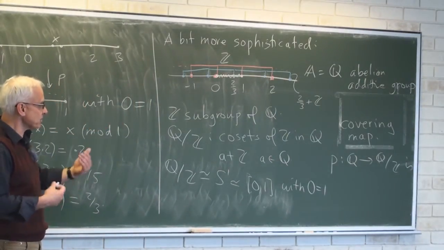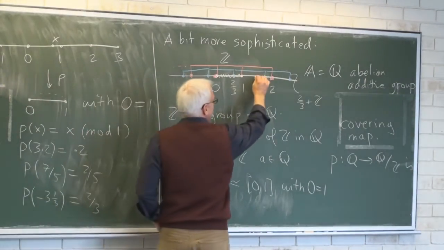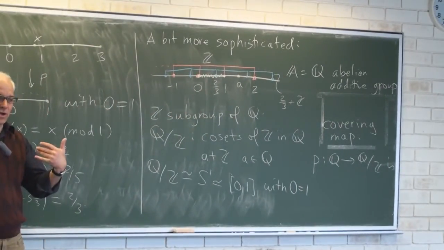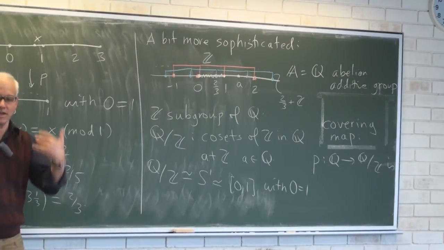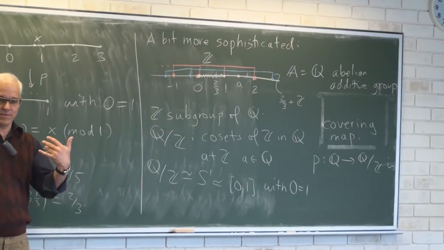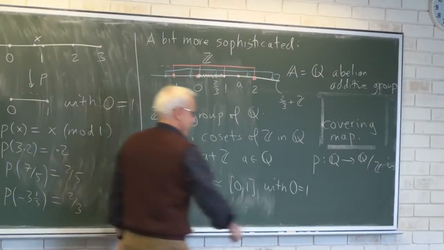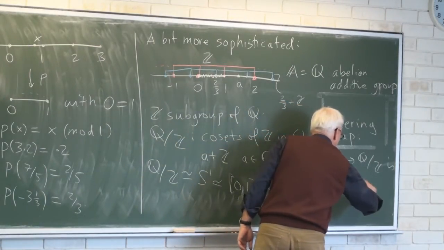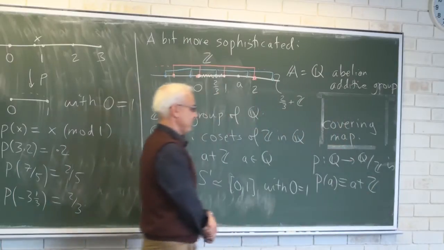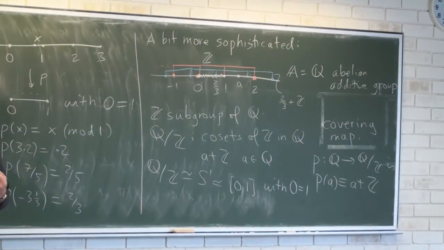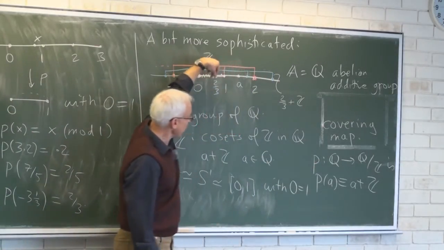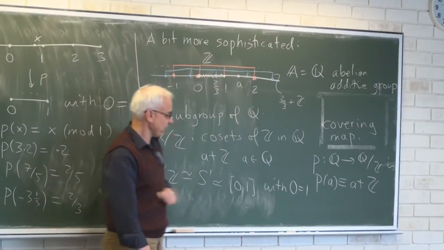what are we doing when we do this projection? We're taking an element A and associating it to the coset in which it lives. P of A is A plus Z. That's the coset which contains A. So that's a map from elements of Q to cosets of Z.